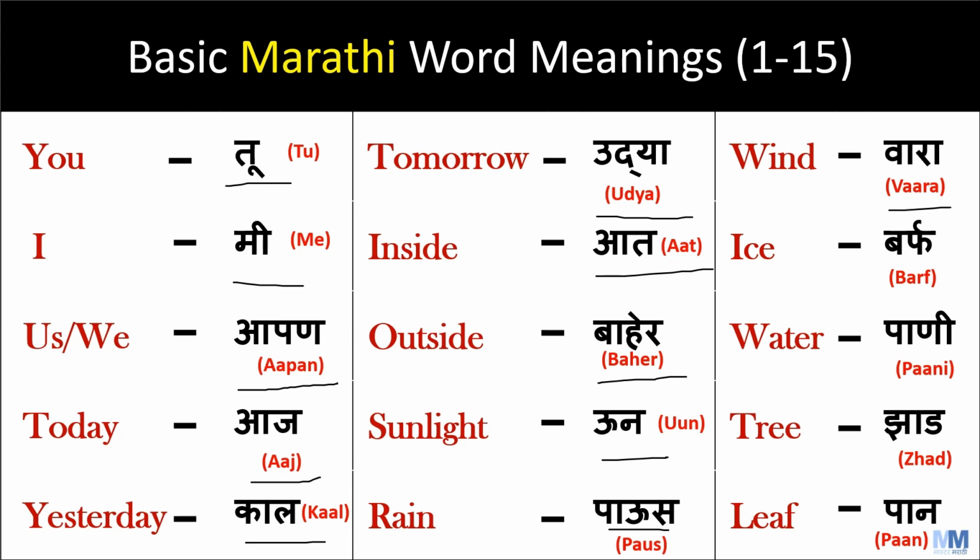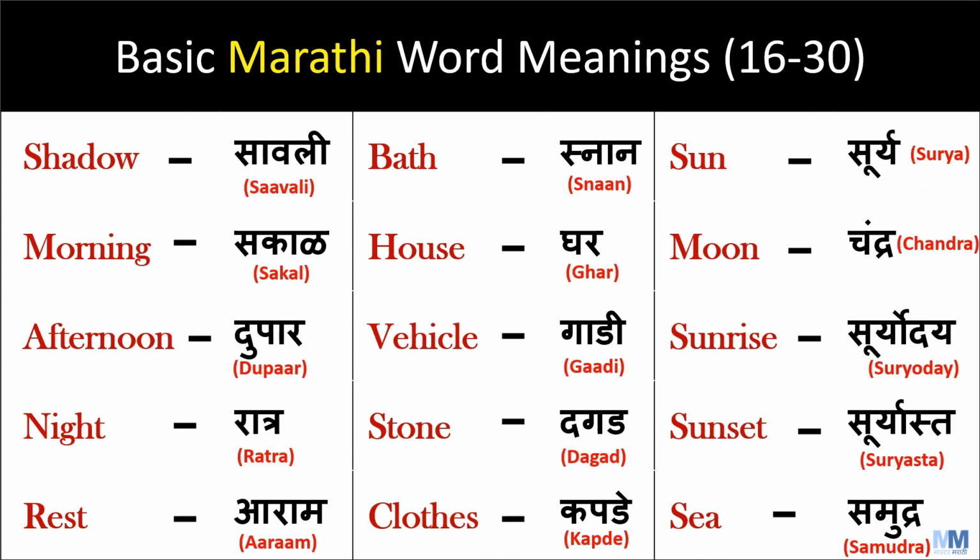Ice is बर्फ. Water is पाणी. Tree is called झाड. Leaf is called पान or पानं. Let's go to the next set of words. Shadow is called सावली in Marathi.